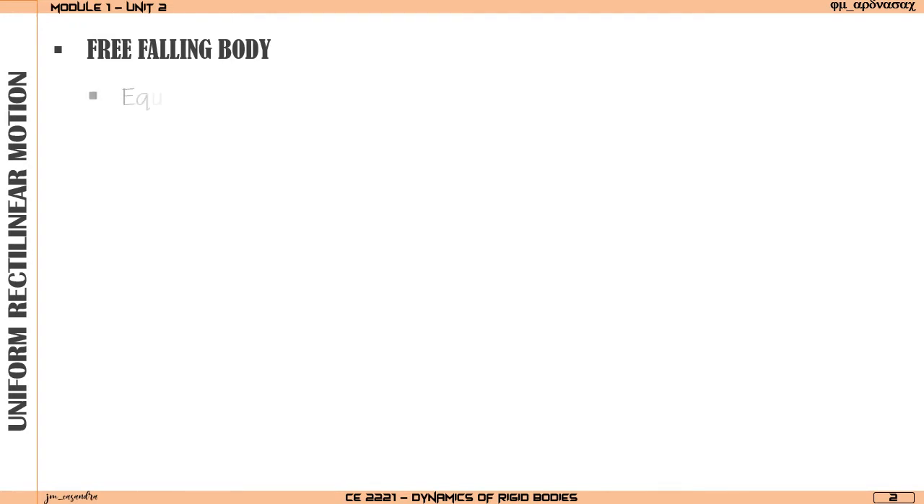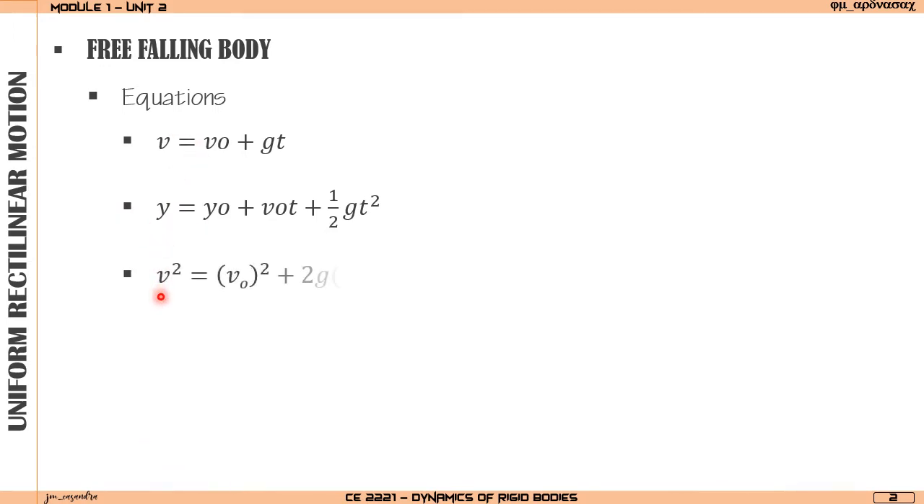So a free falling body basically will be moving along your vertical, and the equations will more likely be the same as our uniformly accelerated rectilinear motion. So for our equations, what will only happen is that our acceleration now will be in terms of g, and our displacement will be in terms of y. But the equations will still be the same.